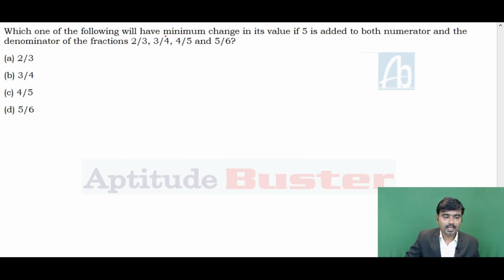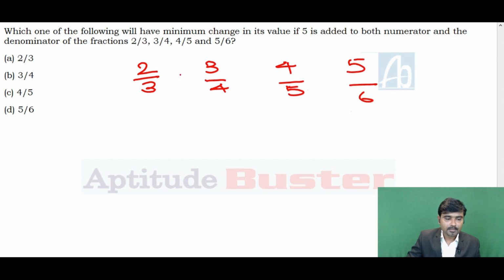Which one of the following will have minimum change in its value if 5 is added to both numerator and the denominator of the fractions 2/3, 3/4, 4/5 and 5/6? 3/4 is more than 2/3, 4 by 5 is more than 3 by 4, 5 by 6 is more than 4 by 5. Anyway, you can understand easily either this gives the minimum change or this gives the minimum change. The reason is these two are in between these two values.